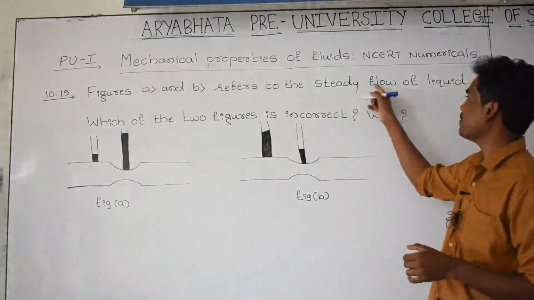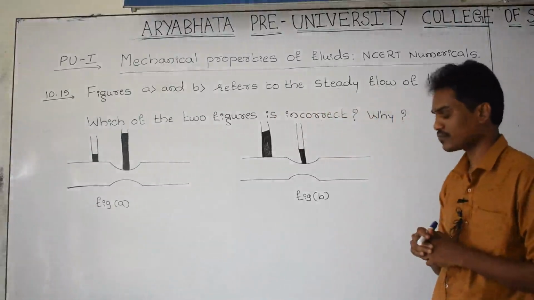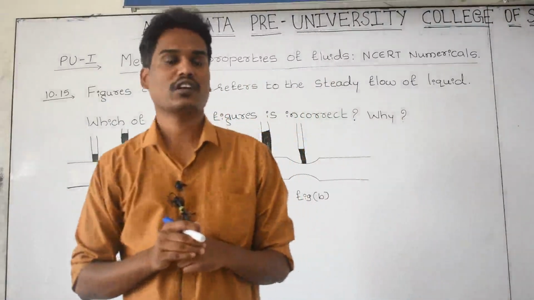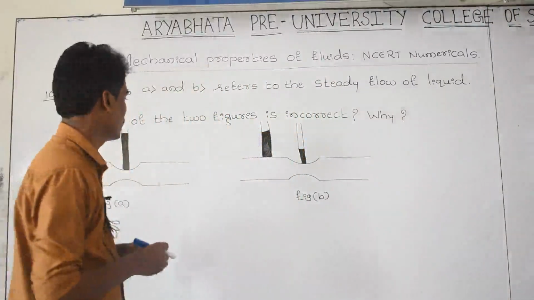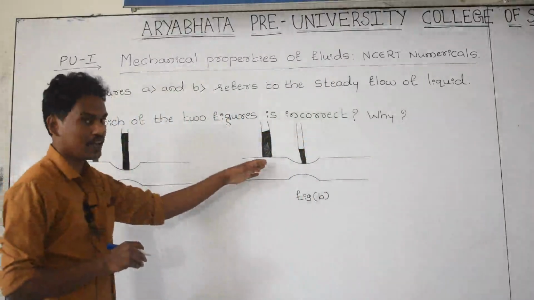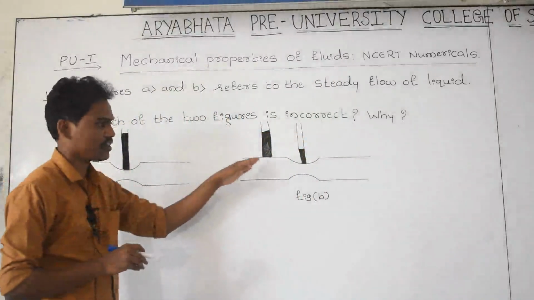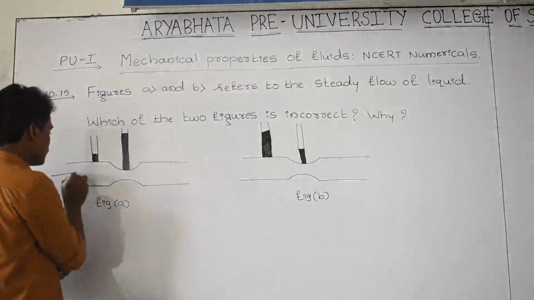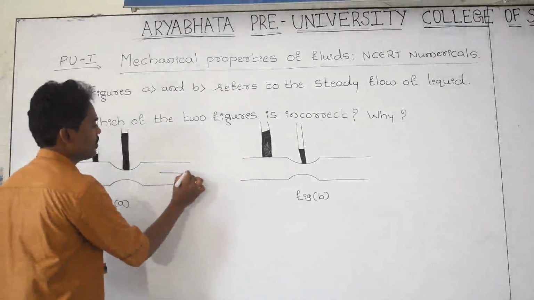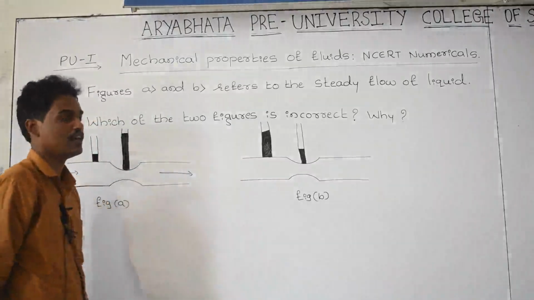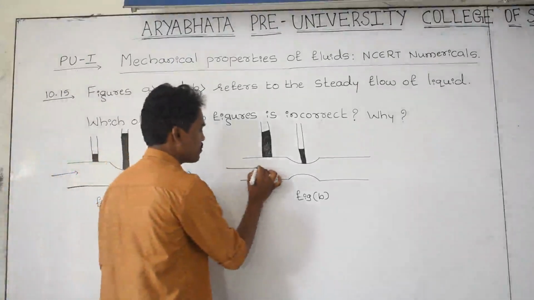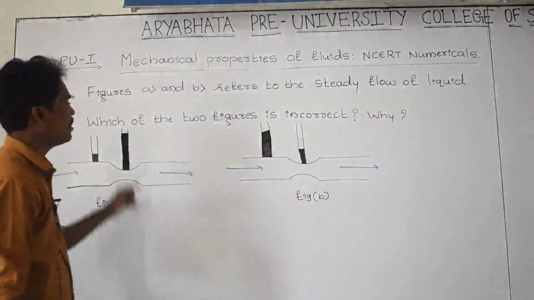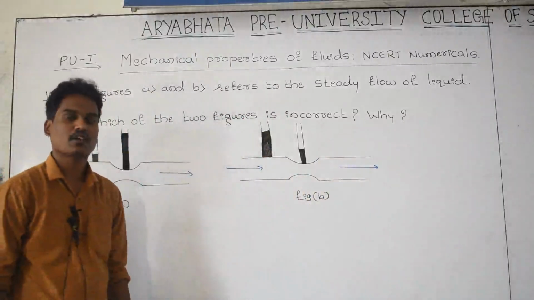They refer to the steady flow of liquid. Steady flow in the sense this is not a rapid flow of a liquid inside the pipe. This is one diagram, this is a second diagram, this is one pipe, this is another pipe. Here the liquid is flowing through the pipe. This arrow mark indicates the flow direction of the liquid, and here also liquid is flowing through the pipe. Which of the two figures is incorrect and what is the reason?